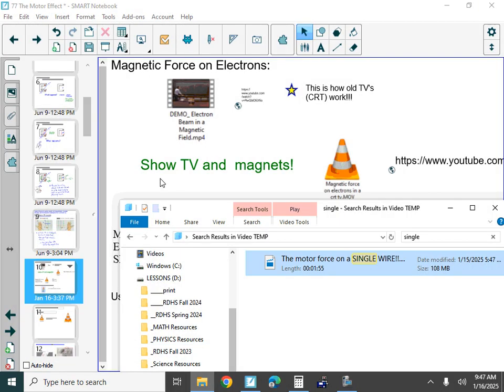So you switch direction. Now you're going to have electrons going this way. You're going to have the force, or the magnetic north facing down, and so there's going to be a push towards the camera, if you will.